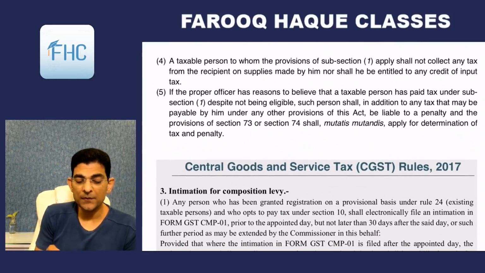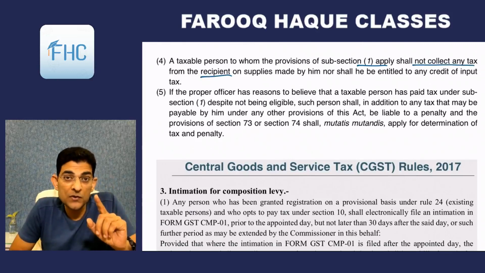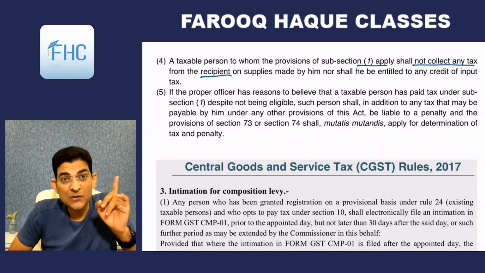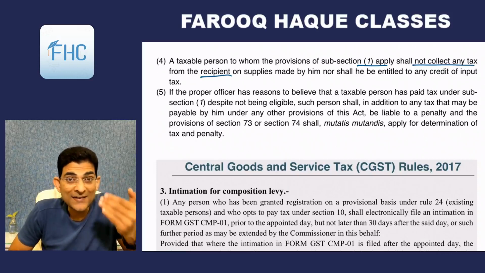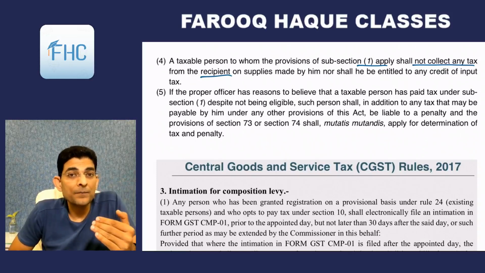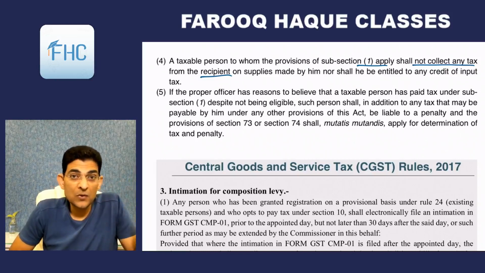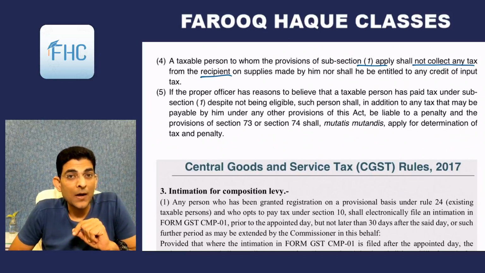Then subsection 4 says that a taxable person to whom the provisions of subsection 1 apply shall not collect any tax from the recipient. As I told you, you cannot show this tax amount in your invoice and you cannot collect it from the buyer. The funda is that the buyer should not come to know how much tax you have paid to the government, so you cannot write it in your invoice. You cannot write it separately. In normal invoices we see that GST amount is written separately, right? And we pay it to the supplier. We the recipients pay it to the supplier, means supplier collects it from the recipient. But in composition that cannot happen.